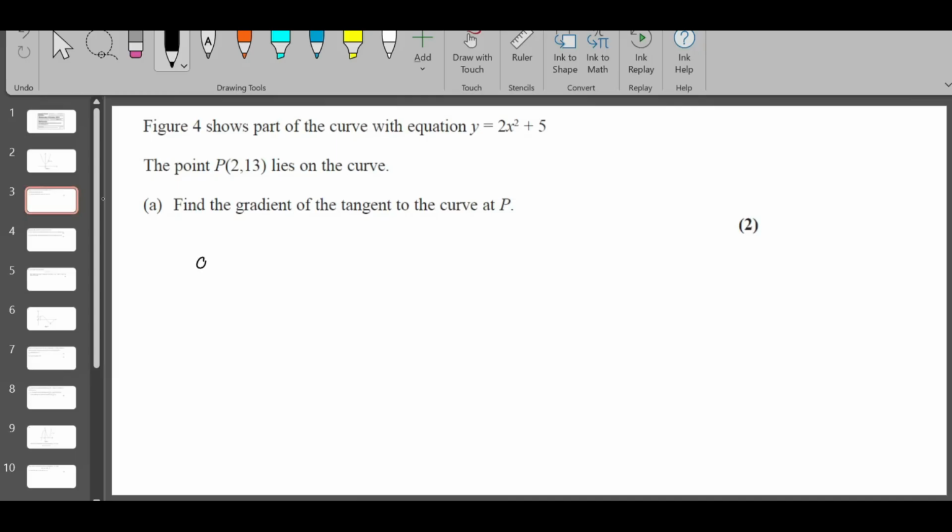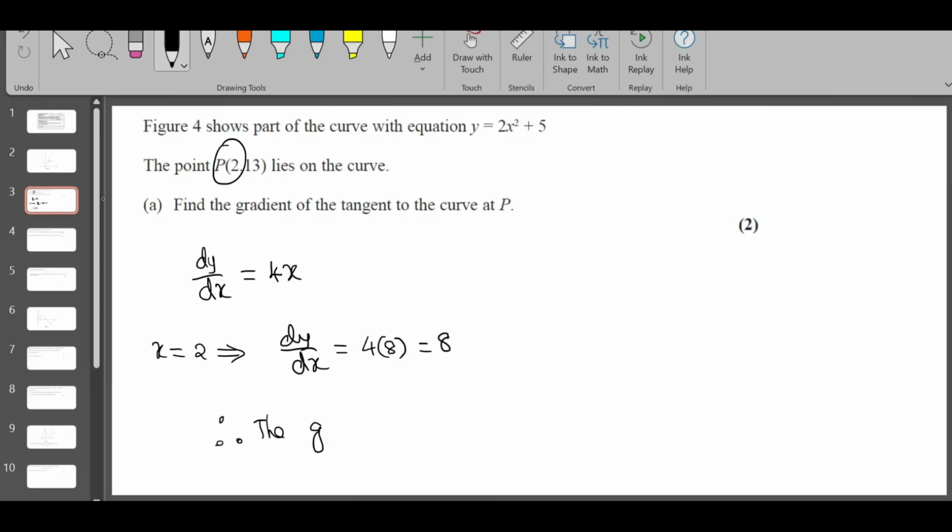So you need to differentiate it. You will get 4x. So replace x by the x coordinate. So when you sub in x is equal to 2, dy over dx is equal to 4 times 2, 8. Therefore, the gradient at P is 8.